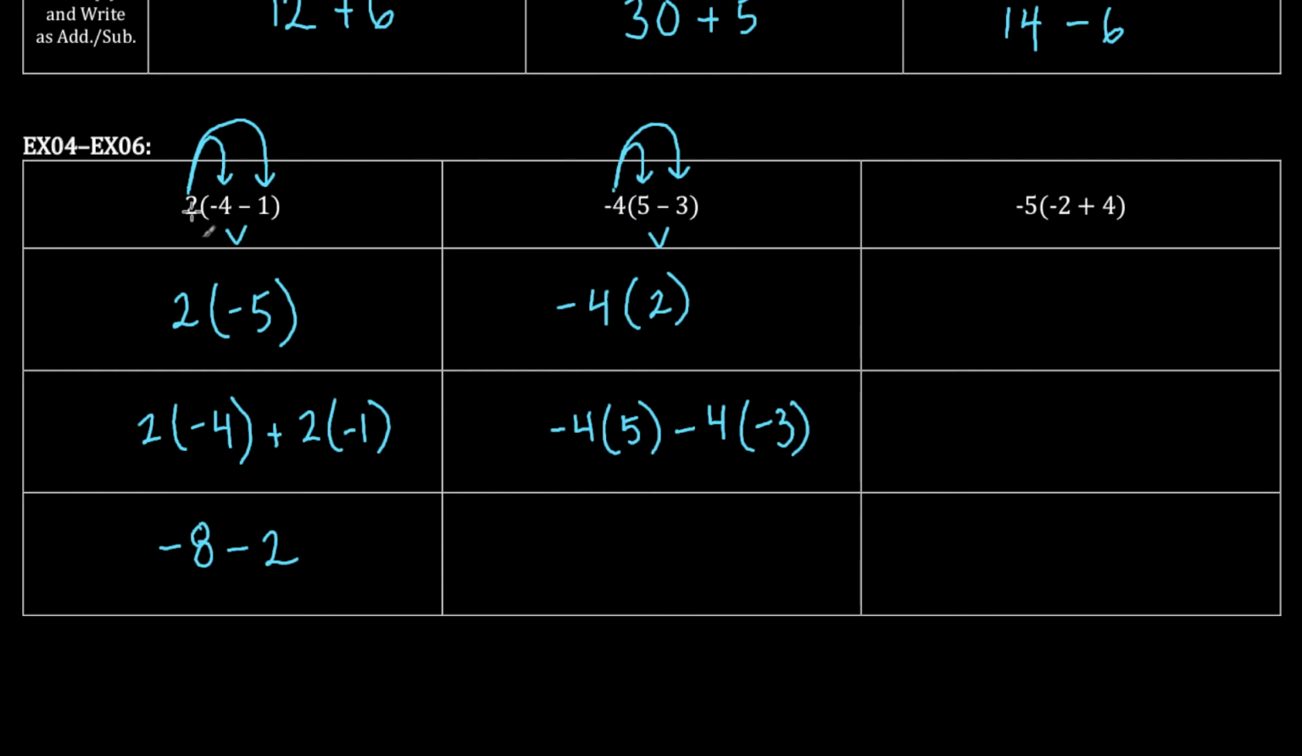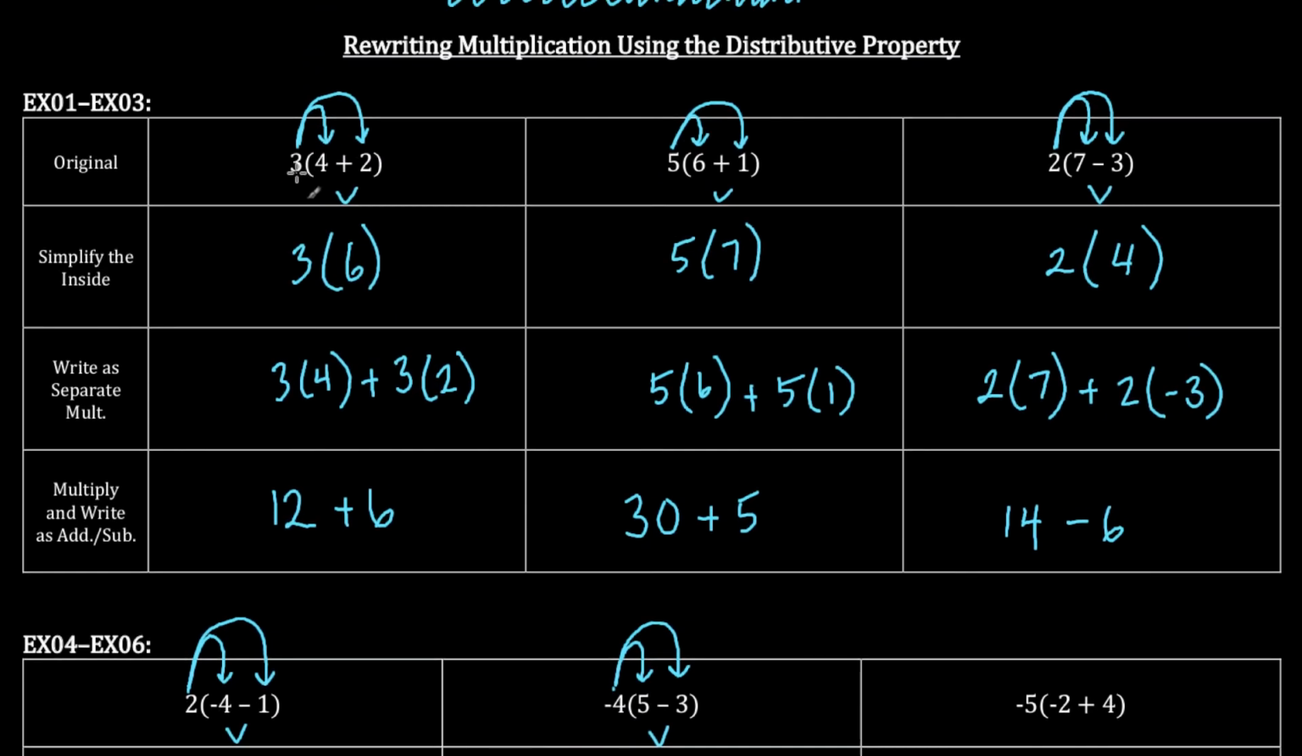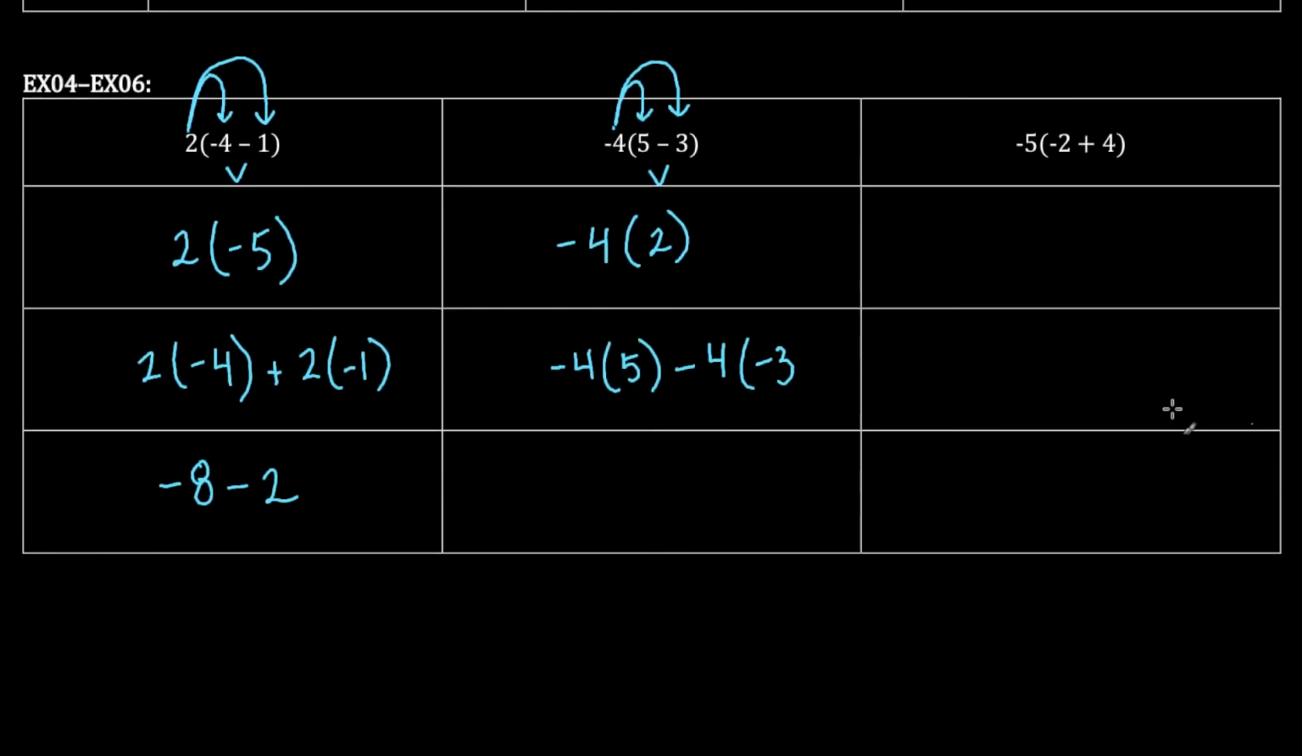So this 2 was a positive, so it's actually a plus 2 here and a plus 2 here. This 3 was a positive, so it was actually positive 3 here and positive 3 here. This 5 was a positive, so it was actually positive 5 times 6 and positive 5 times 1 here. This 4 was a negative, so it was negative 4 times 5. It was negative, so minus 4 times negative 3.